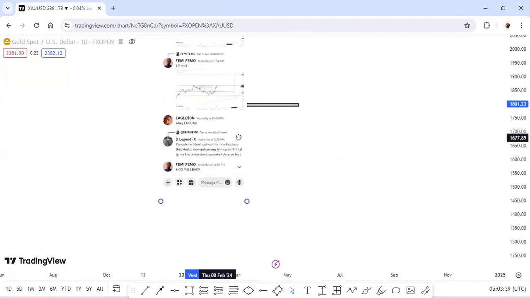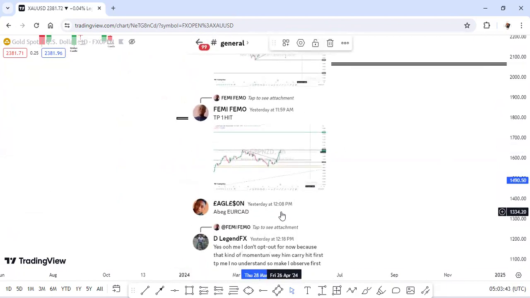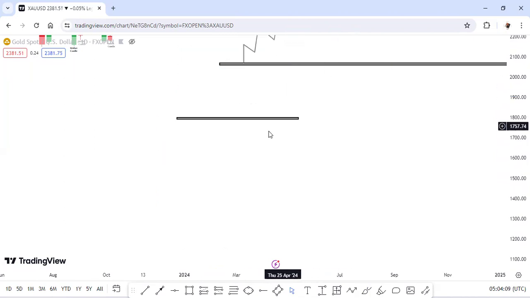And this was the message I sent to my people in the Telegram chat. You can see my name here. I said I don't opt out for now, because with that kind of momentum, I don't understand where it hits the first TP, so let me observe first. That was what I told them, because once I spot that kind of movement to my resistance zone, I know that this market wants to pull back.